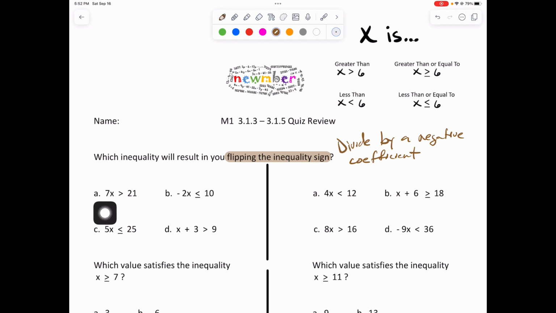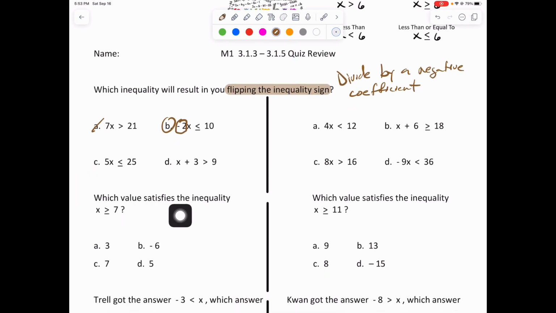Answer choice A, 7x is greater than 21. Correct, great job. 7's positive, smushed together with the x, that's the coefficient, can't be our answer. Let's take a look at answer choice B. Class, amazing job. You guys notice right away that yes, the coefficient is negative. Go ahead and circle your answer.